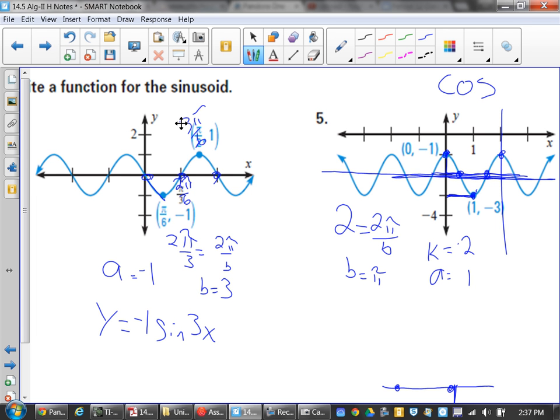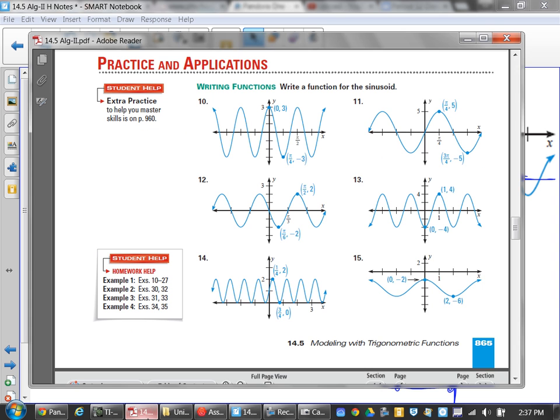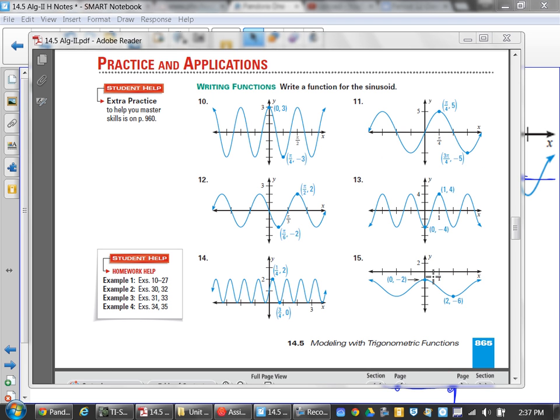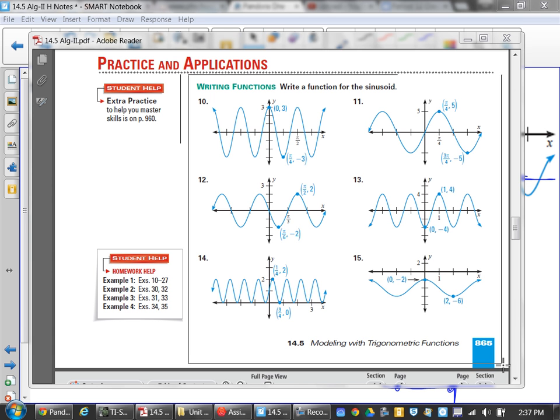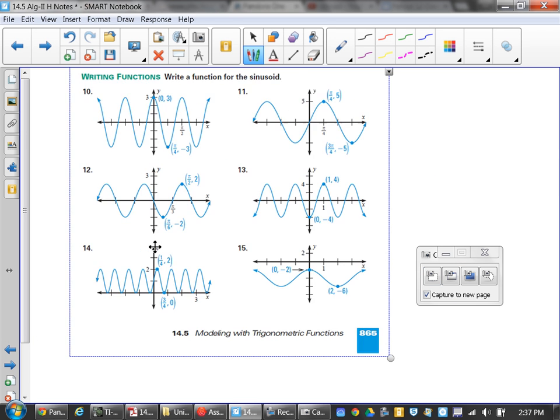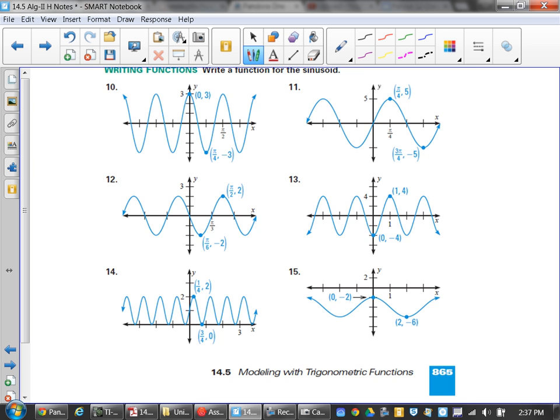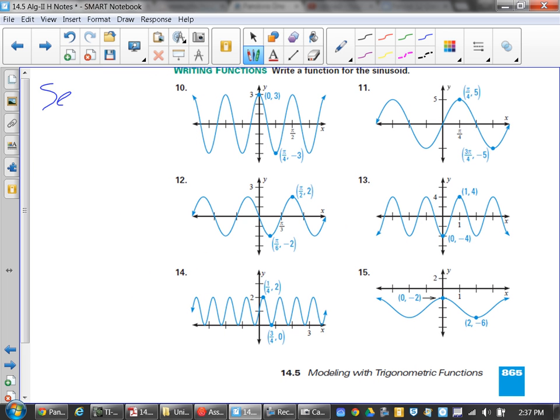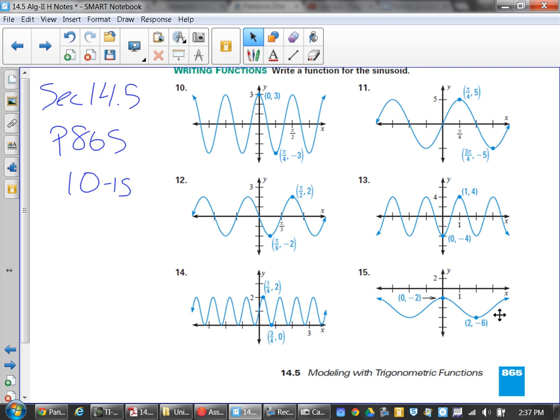All right, what I want you guys to do is section 14.5. There's more to this section, we're just not done with it yet. It's page 865, 10 through 15. I want you to do those tonight, the evens. Keep them all together. Straighten out graphs.